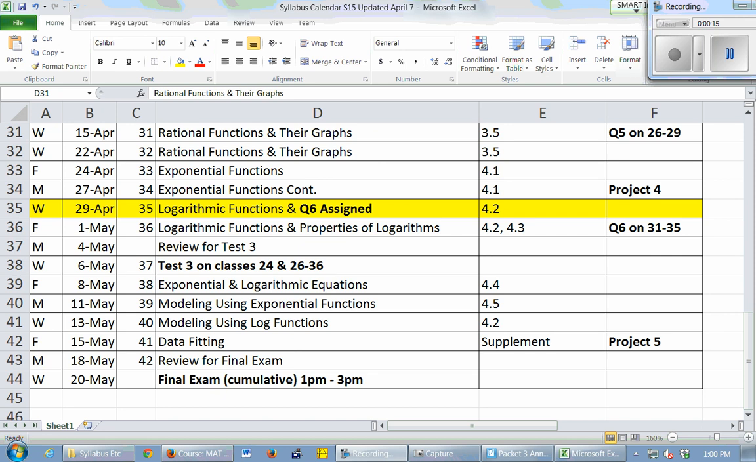Quiz 6 is being assigned today. Take home quiz 6. It's due on Friday. Covers lectures 31 to 35. I'll give that out after the demo portion of class.